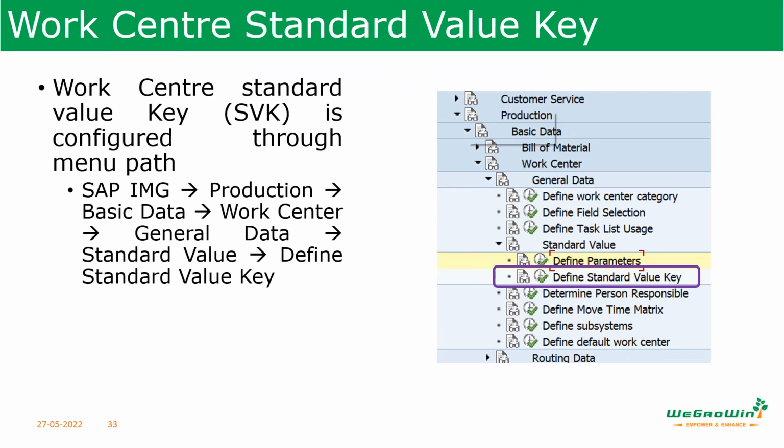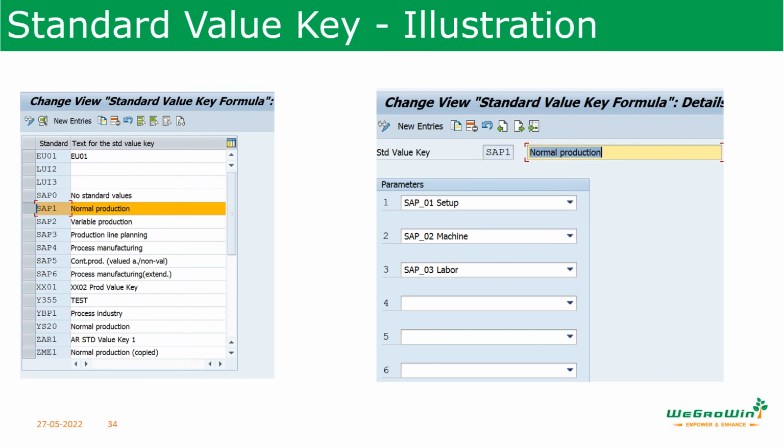Next setting is the standard value key. It is very important to capture the cost incurred in the work center, and that is done through the standard value key. The standard value key contains the activities. One standard value key can contain up to 6 activities. Each activity refers to cost. We can also capture time and cost, and we can make them mandatory or not. All these things we can do. Please note that one work center can have only one standard value key.